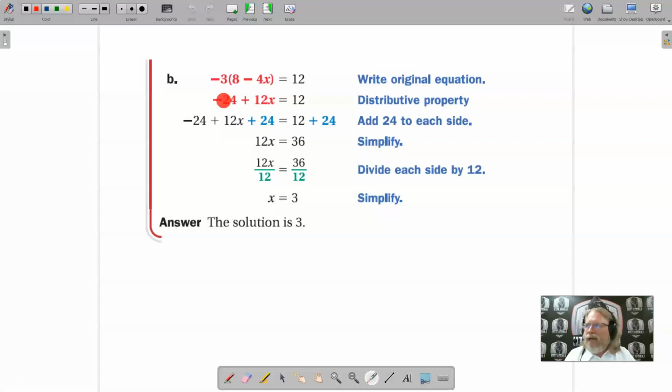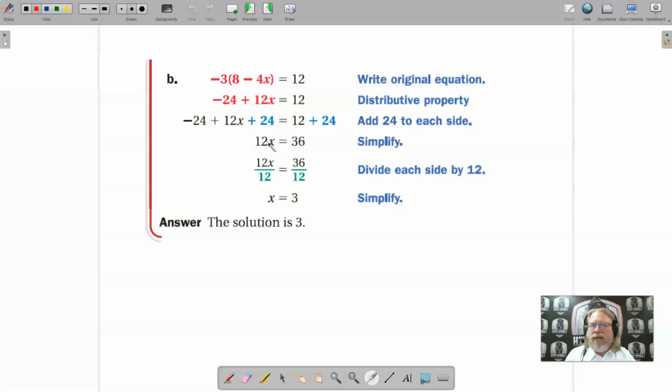Now we need to get rid of this negative 24, and we're going to do that by adding 24 to each side. And what we do to one side, we're going to do to the other. The negative 24 and positive 24 have a value of 0. They cancel each other out because they are opposites. Then the 12x comes down here on the next line. And 24 plus 12 is 36.